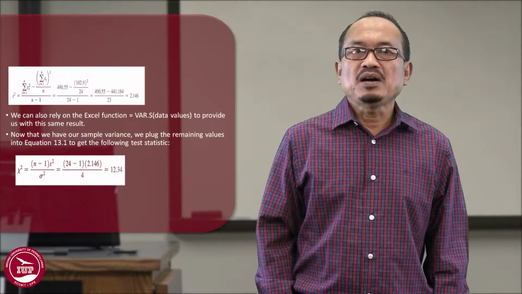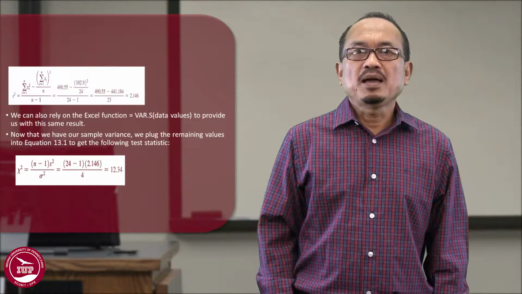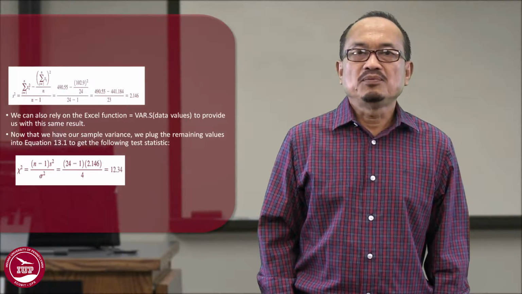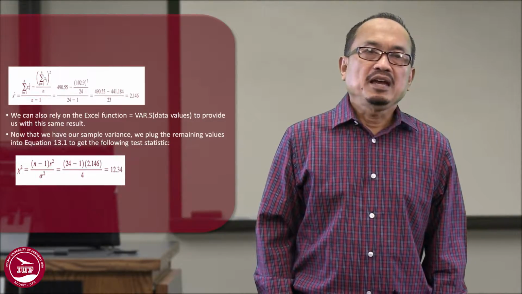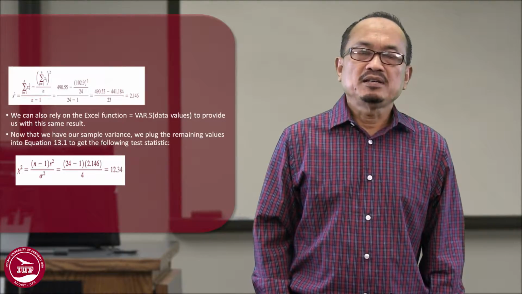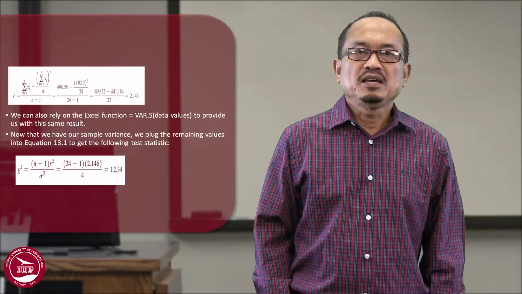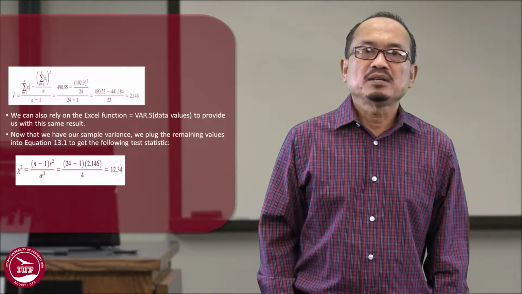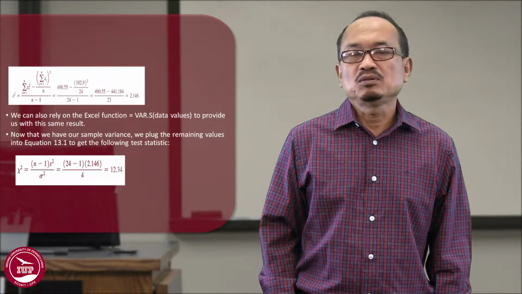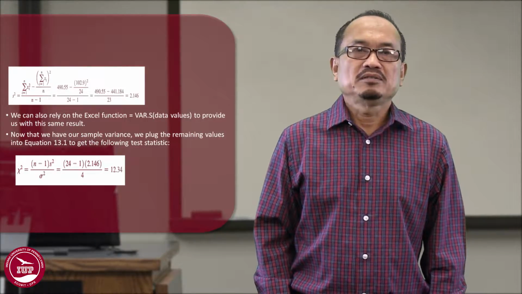Now that we have our sample variance, we plug the remaining values into equation 13.1 to get the following test statistic. X squared is equal to n minus 1 times S squared divided by sigma squared, which is equal to 24 minus 1 times 2.146 divided by 4, equal to 12.34.